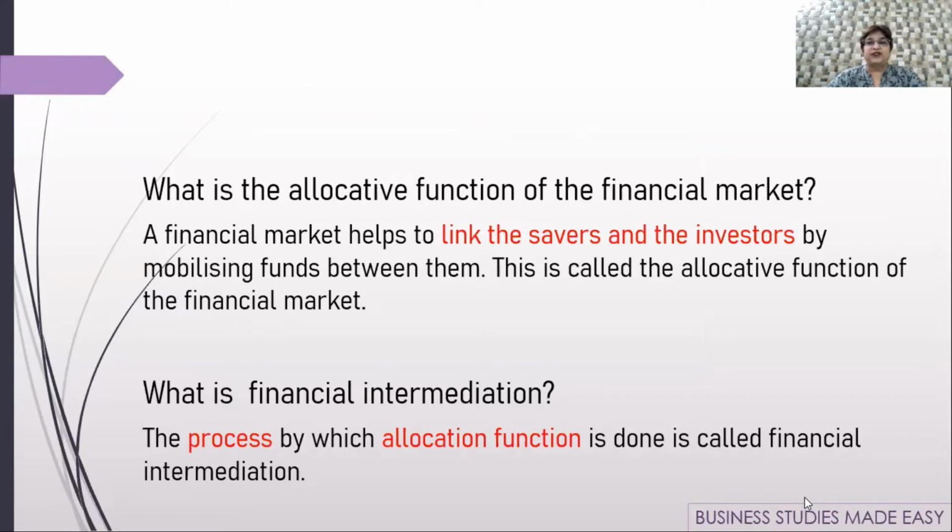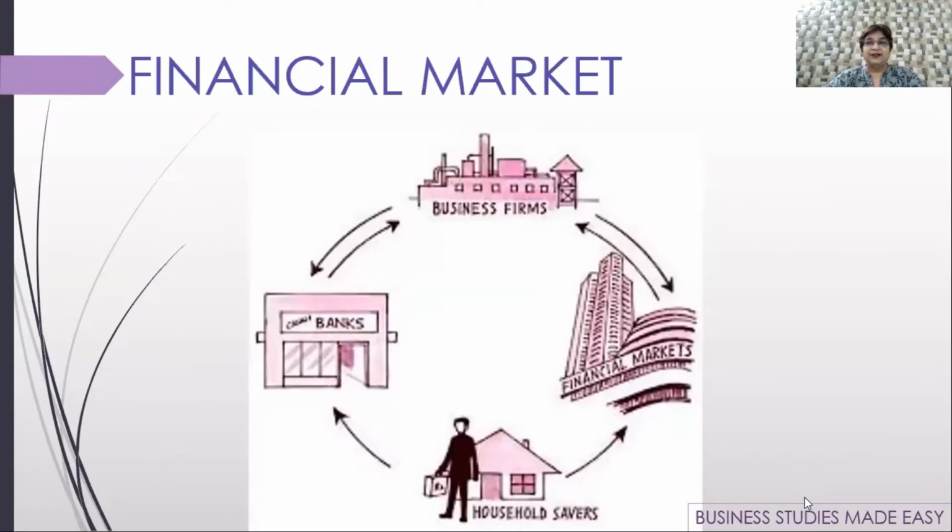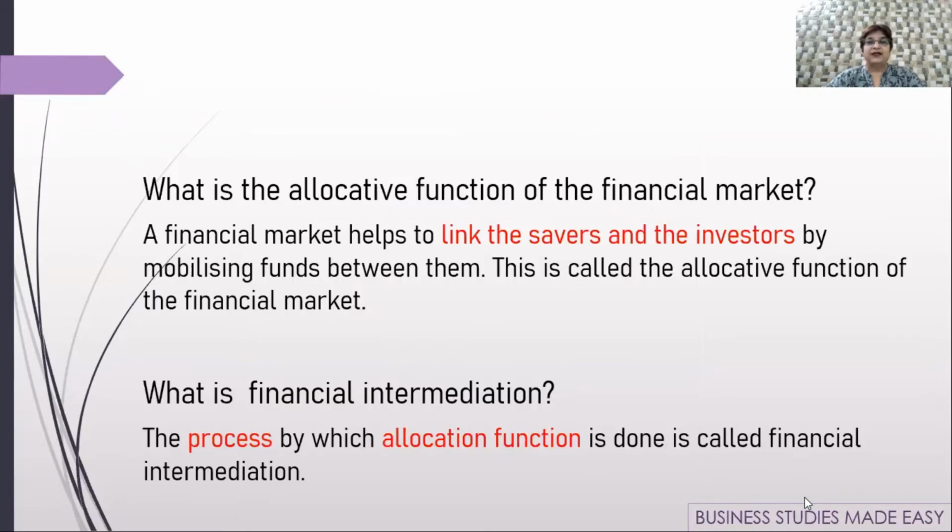Now, what is the allocative function of the financial market? In the allocative function, the financial market actually links the savers and the investors. So have a look at the diagram again. We are the savers and the business firms are the ones who want the money. So the financial market is in between the two of us. So the financial market actually links the savers and the investors. And what is financial intermediation? This process of linking the savers and the investors is called financial intermediation.